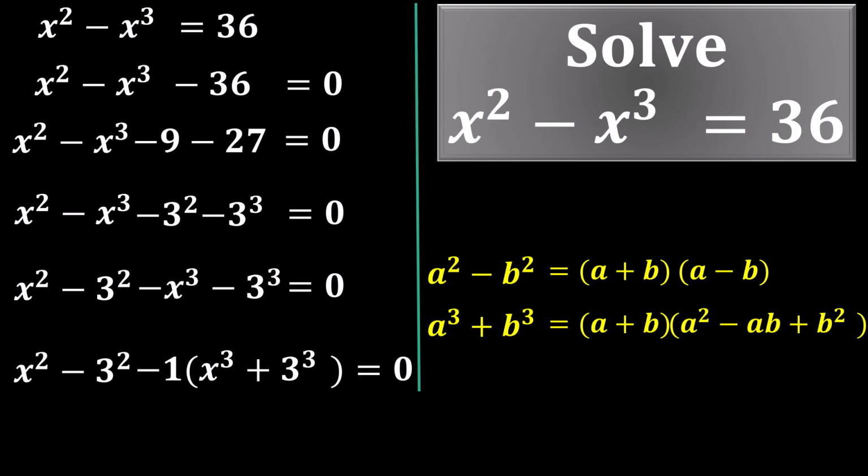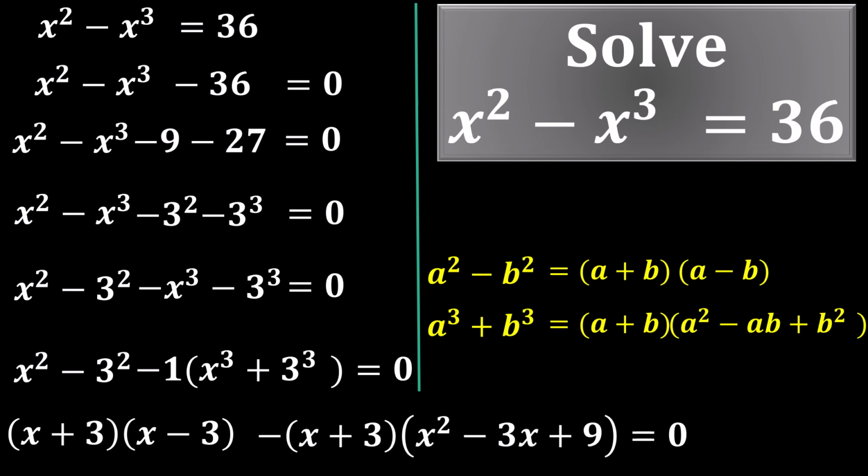Okay, so our difference of 2 squares will look like this: x plus 3, x minus 3. And our cubes, so minus our cubes, will be minus x plus 3 bracket x squared minus 3x plus 9, equal to 0. So notice here, there is a common factor, x plus 3.